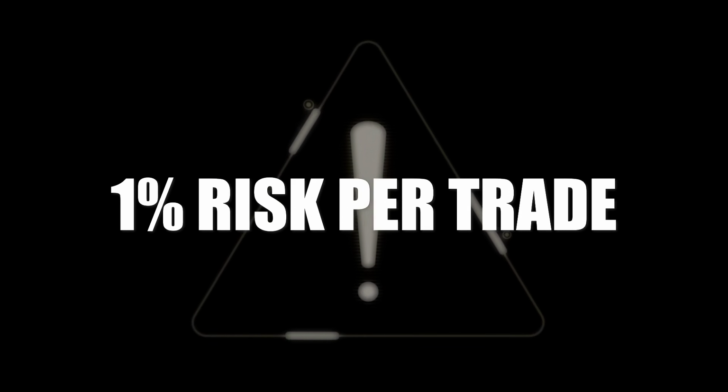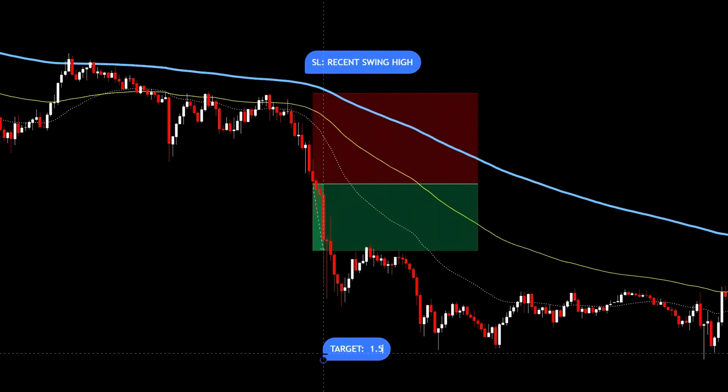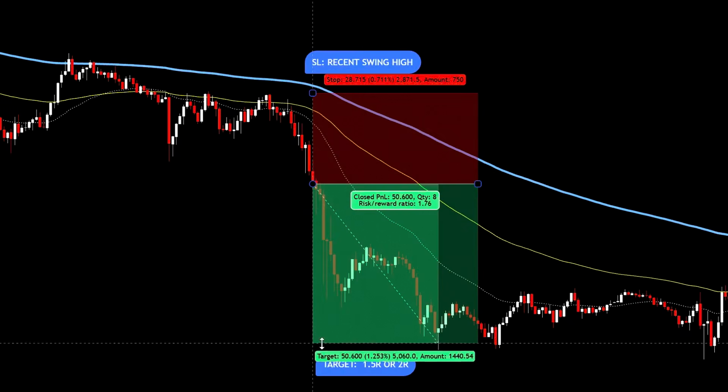Never risk more than 1% per trade. Never. A stop loss goes at the recent swing, targets 1.5 or 2 times your risk. That's the whole framework. No exceptions.